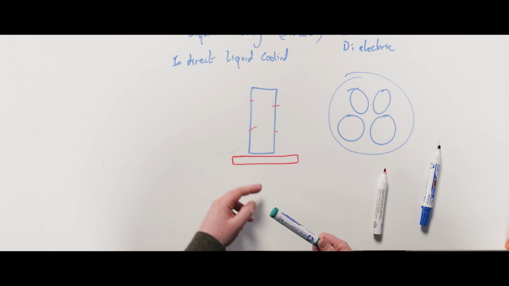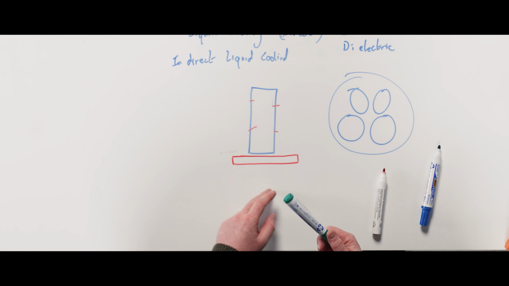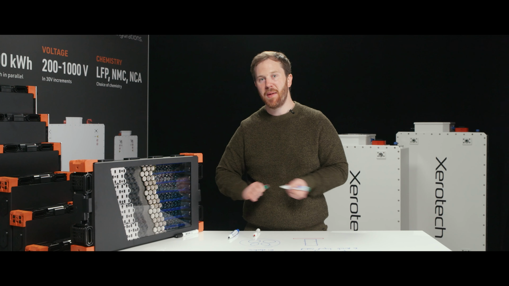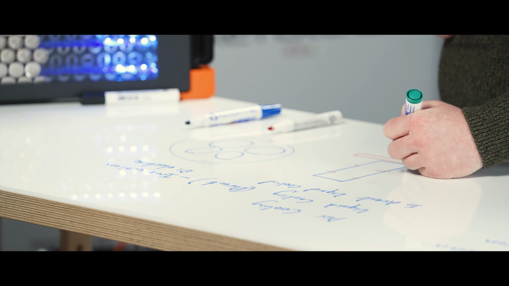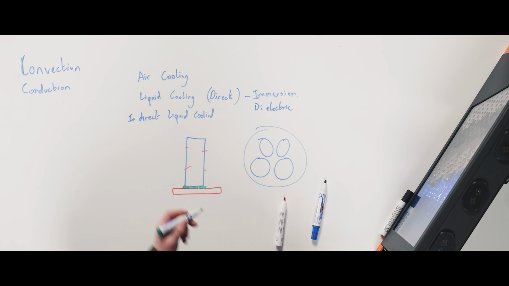And with these metal plates, because you can't directly touch the cell with the cold plate, they use something called a TIM, a thermal interface material. This is something that doesn't conduct electricity, but does conduct heat.